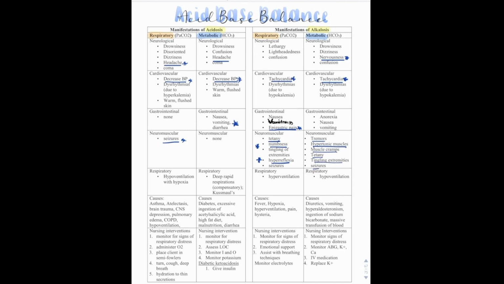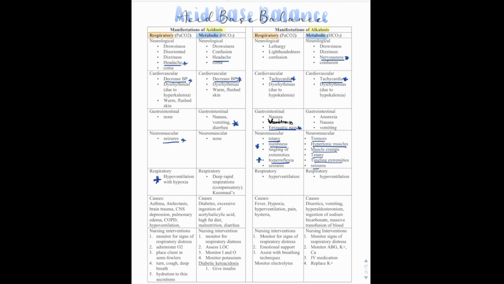So these are the same. So just noticing that alkalosis, you're having a lot of those neuromuscular symptoms. All right, so moving along, respiratory acidosis for respiratory is going to be hypoventilation with hypoxia.